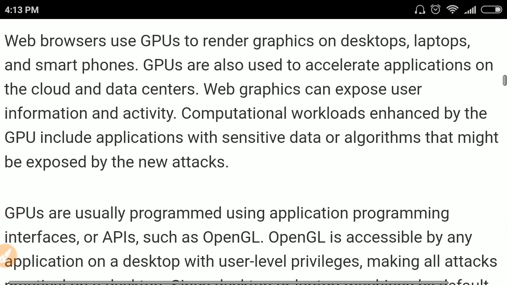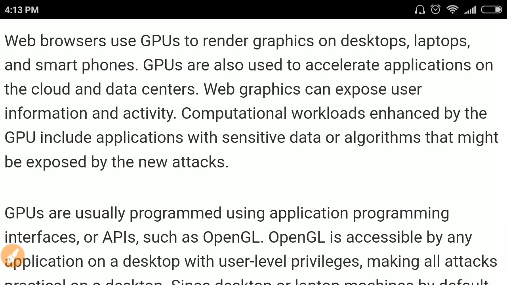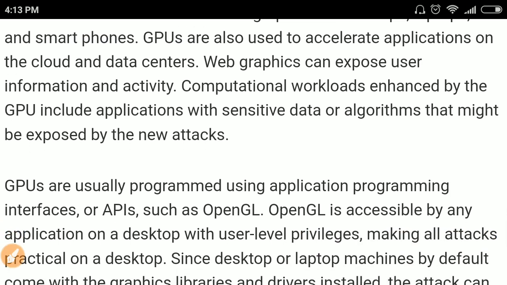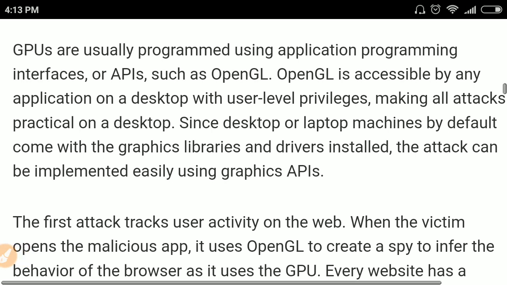First of all, the web browser uses this GPU to render graphics on all computing devices. These GPUs are accessible through an API, and the model of API used by Nvidia is known as CUDA. This CUDA model uses the OpenGL library, or application programming interface, so any developer can access this library with user level privileges.